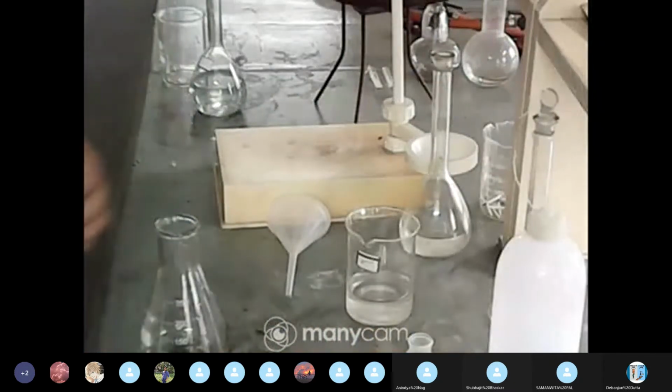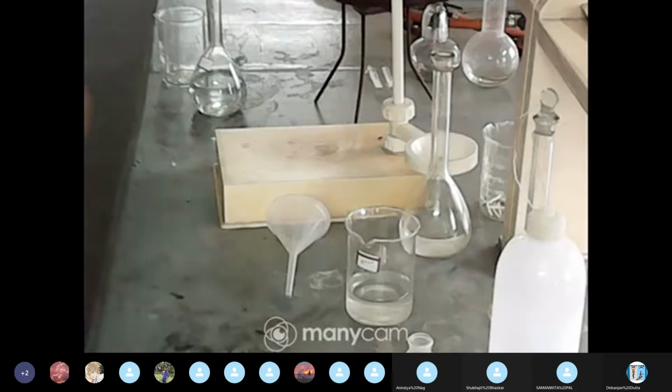And listen to one thing: the apron in the lab is very essential. Without that, you cannot enter the laboratory. So everyone has to collect the apron. This is a part of the laboratory, so everyone be careful regarding that.